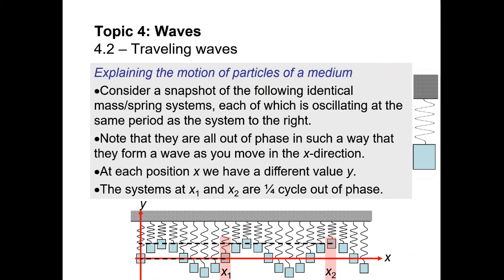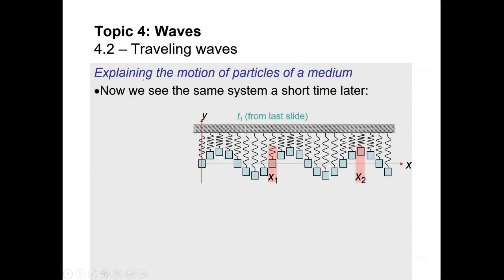So start from x1, let's draw this one: 1/4, 2/4, 3/4, this one is 4/4, and from here to here again 1/4. So the systems at x1 and x2 are 1/4 cycle out of phase.